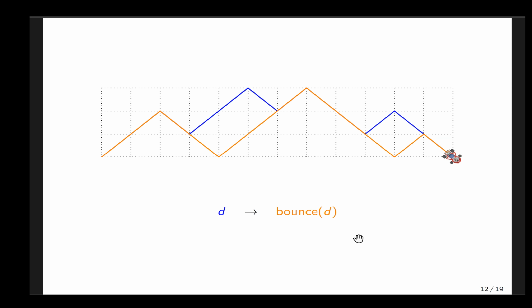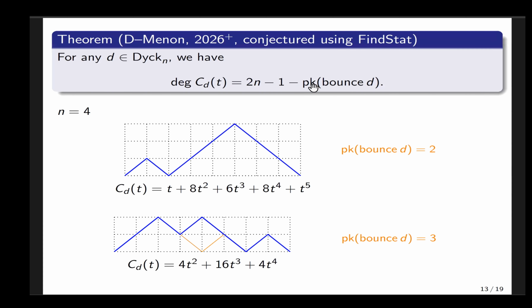So for any dig path, I can take out a bounce path in this way, in this process. So that's going to be bounce D. And it turns out, that's what we observed by running experiments on Feinstat, that the degree exactly is determined by the bounce path, and in particular by the number of peaks.